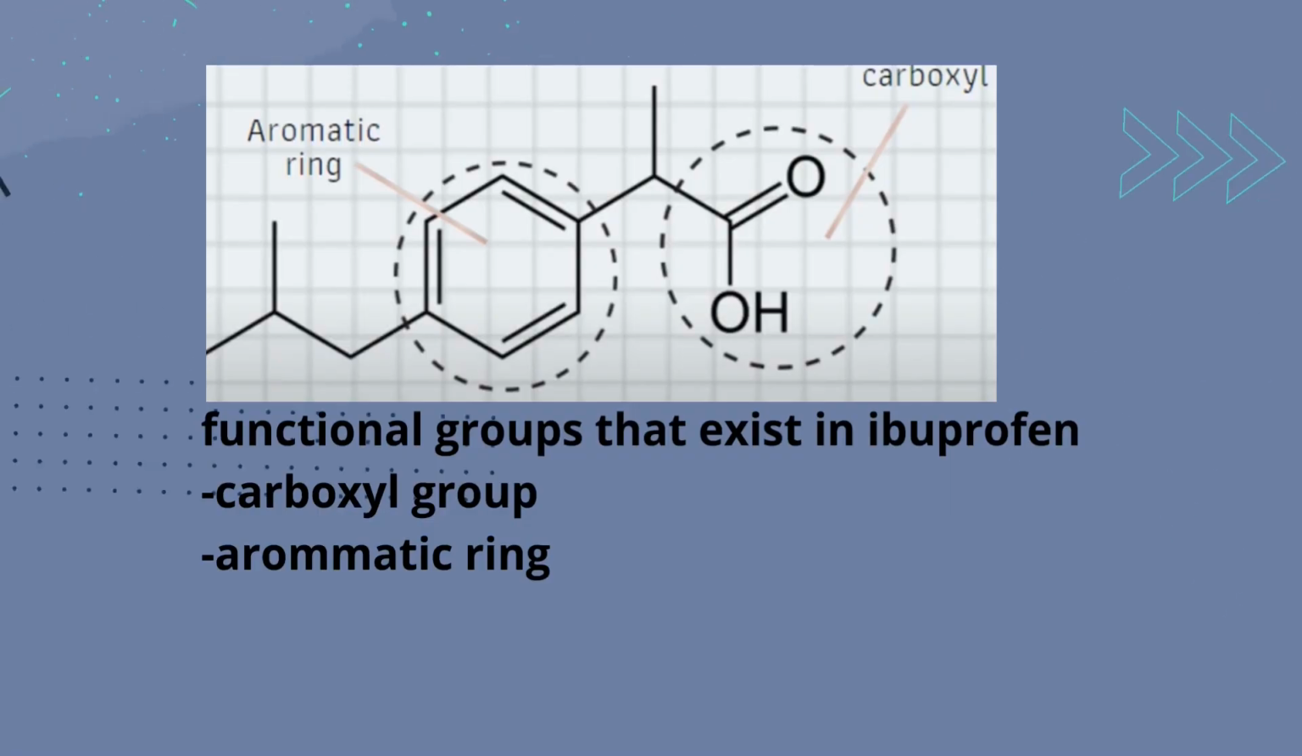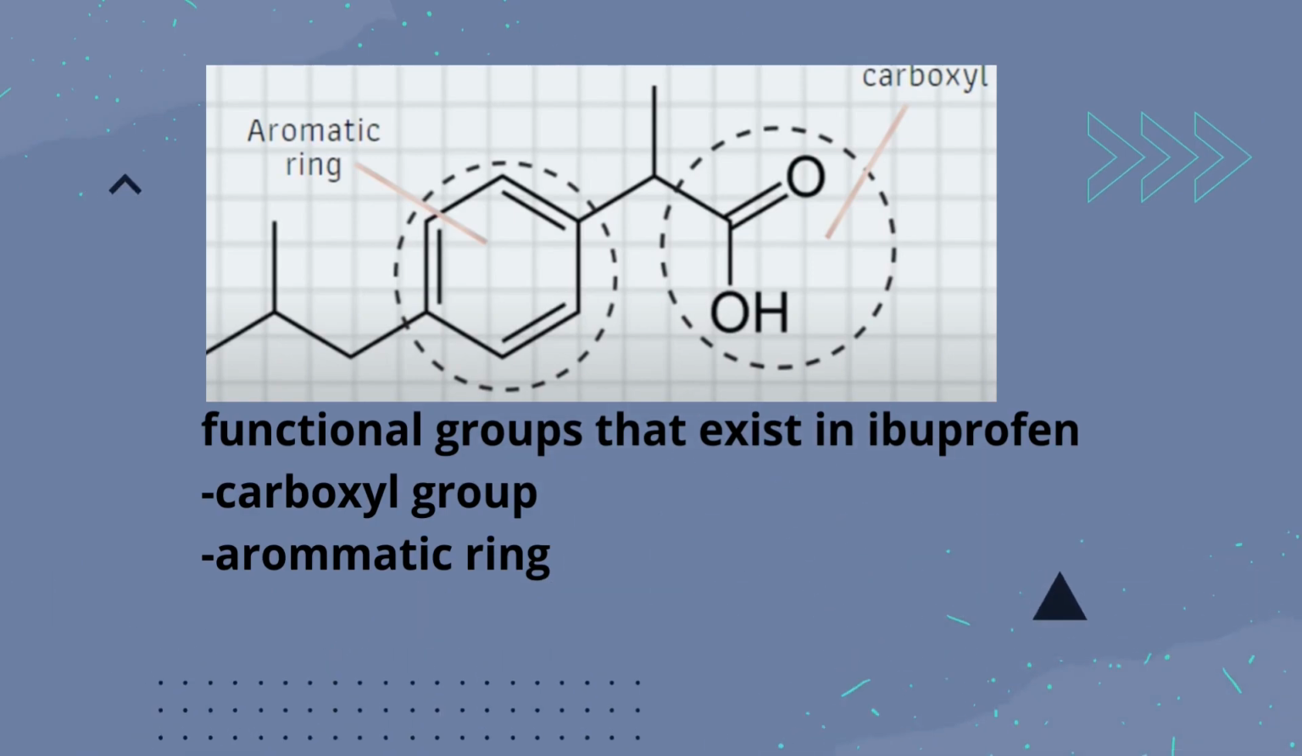Next, we will look at the functional groups that exist in ibuprofen, which in this case are circled in the diagram. The functional groups consist of the carboxyl group and also the aromatic ring as labeled.